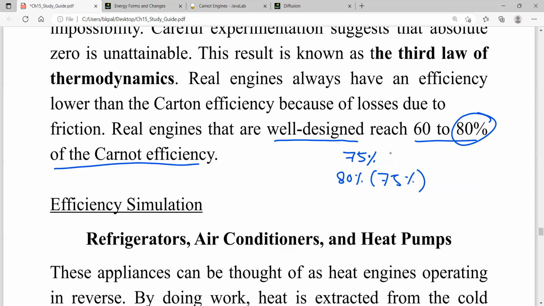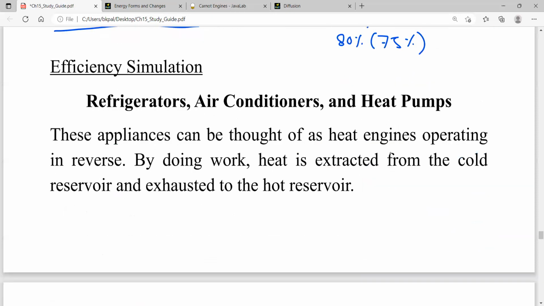The next I'm going to talk about refrigerator, air conditioner, and heat pumps. They are basically very similar. So in a heat engine, heat is going from hot to the cold, and while going from hot to the cold, the system does some work on some external thing. For example, we see for a steam engine, it works on the turbine.